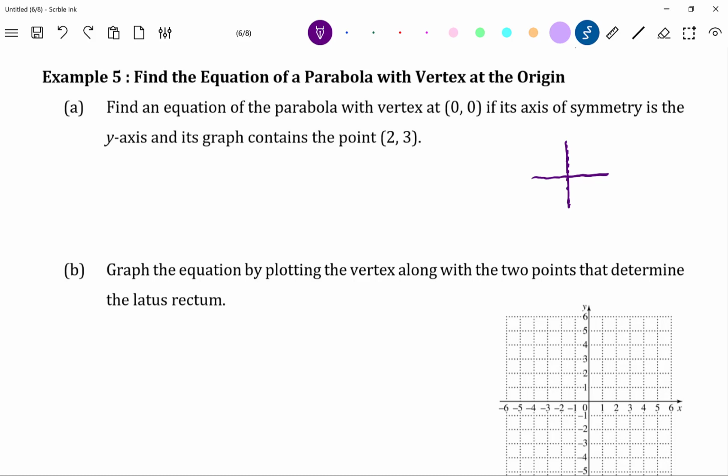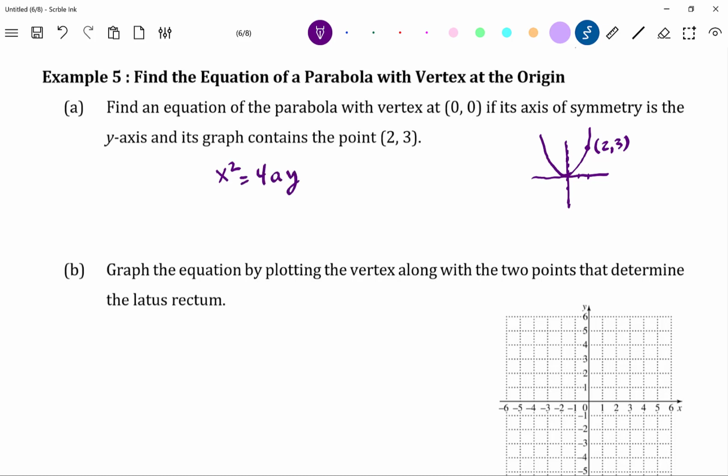It's going to depend on where my focus is. And it says also it contains the point 2, 3. So it's right here. Well, to contain this point, this parabola is going to open this way. So such a parabola is going to look like x squared is 4ay.